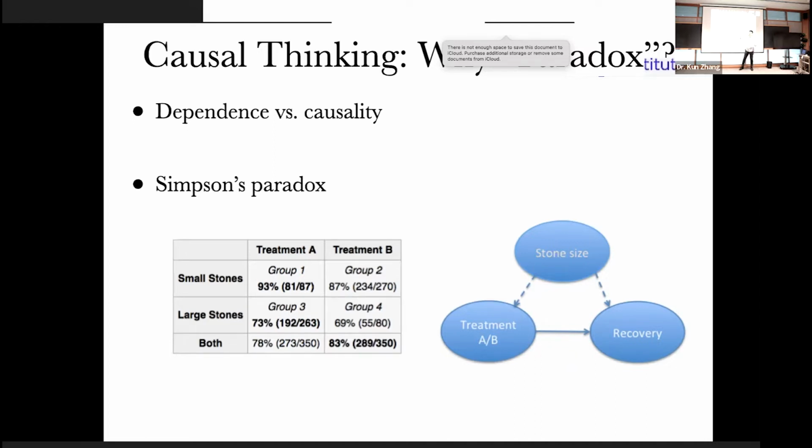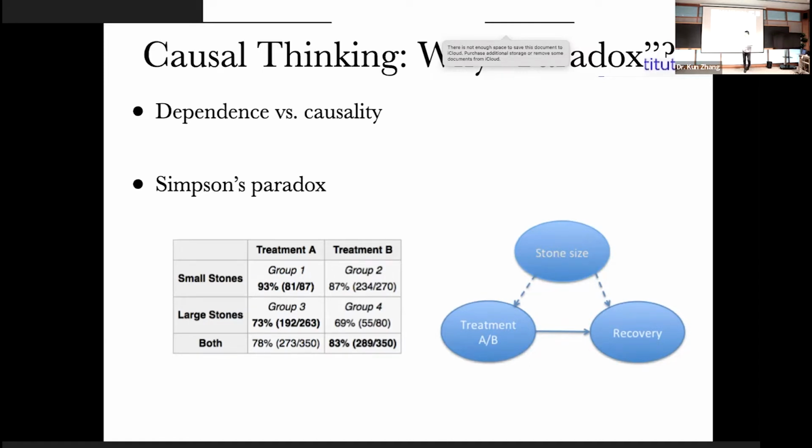However, if you put the data together on the whole data set, B seems to be better because the recovery rate is 83% versus 78% for treatment A. Now comes the question. Suppose you are a doctor and you only care about the recovery rate. A new patient just comes. Would you recommend A or B? A, right? Would you like to recommend B? Some people say, oh, see here, B is better. Why not just recommend B? That's why it's known as the paradox.